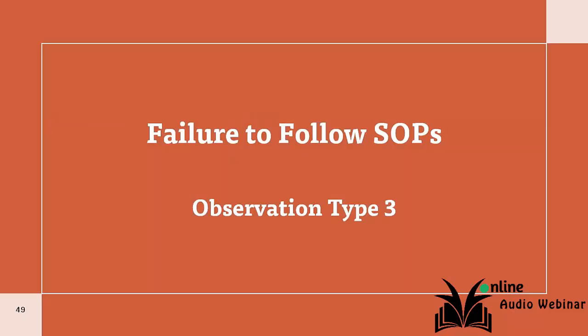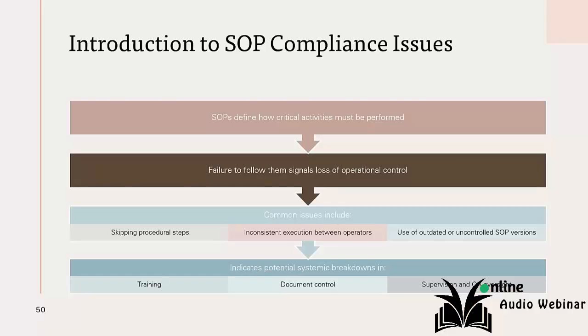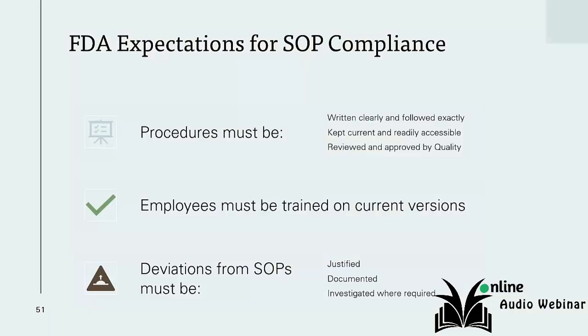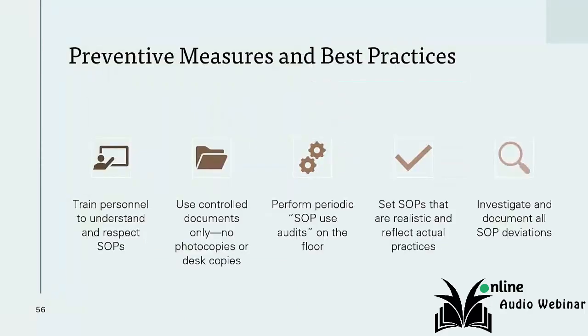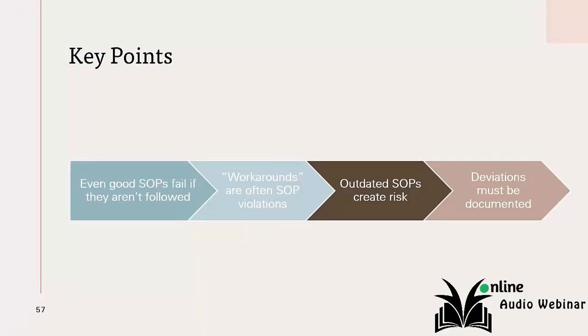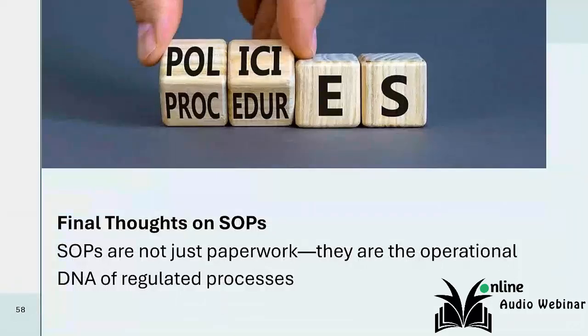Our third observation type is failure to follow SOPs. SOPs are our backbone to any consistent and compliant operation in our FDA regulated industry. FDA's expectation for SOP compliance. So what does the FDA look for in SOP execution? So prevention measures and best practices. Some key points here. So final thoughts on SOPs.